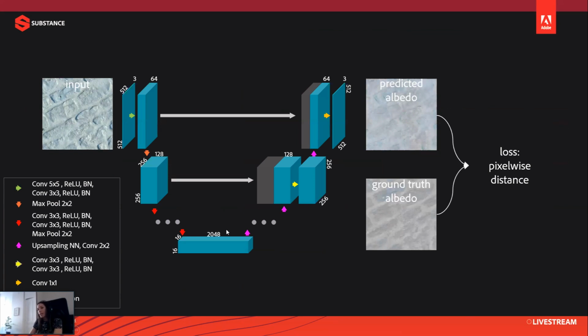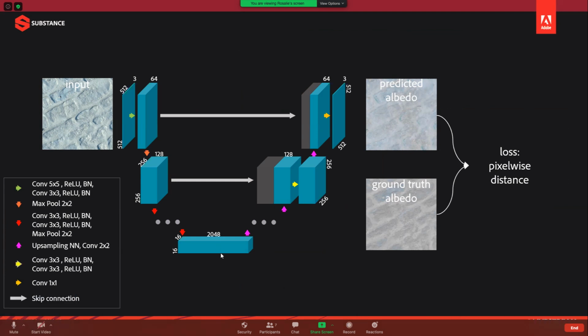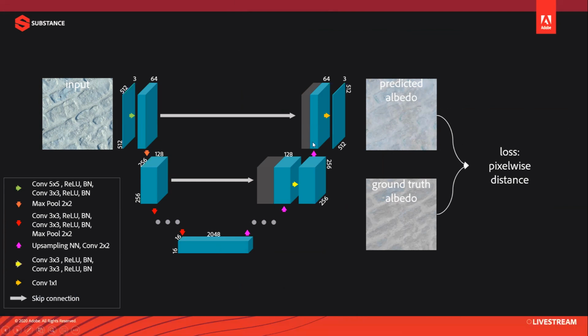I won't detail the architecture here, but this is globally how it is shaped. It is a UNet, which is a type of encoder-decoder, and it's good to use this kind of network for image translation tasks, which is what we are doing here. We have an input and we would like to have the translated input at the same resolution, but without the shadows and highlights. Our network is outputting RGB 512 by 512, which is supposed to be an albedo, and we are providing it with a ground truth albedo. Our loss function is a pixel-wise distance between these two images.